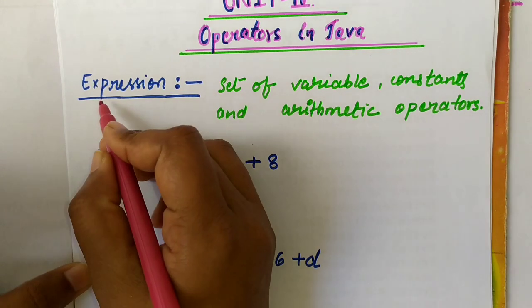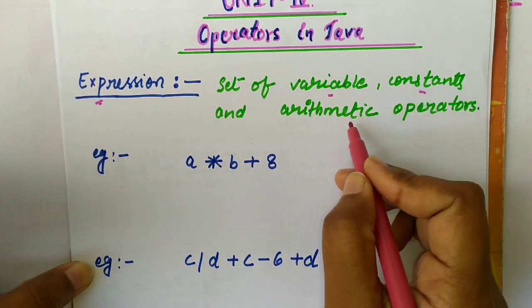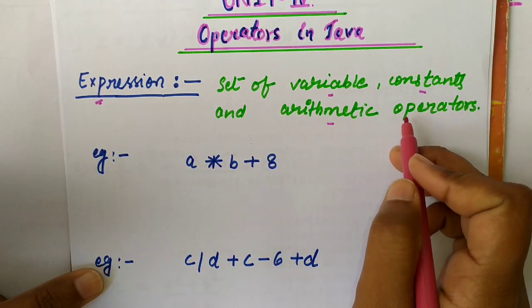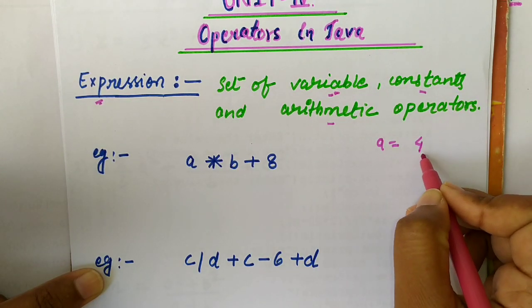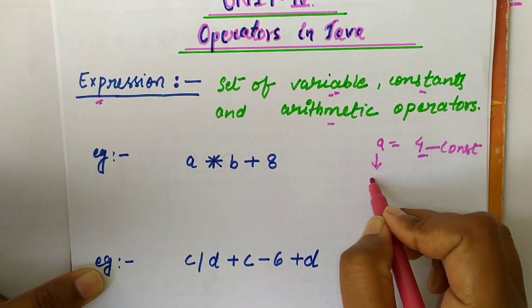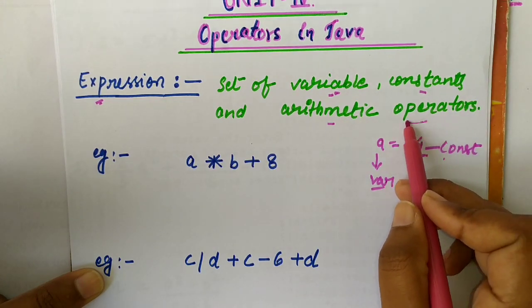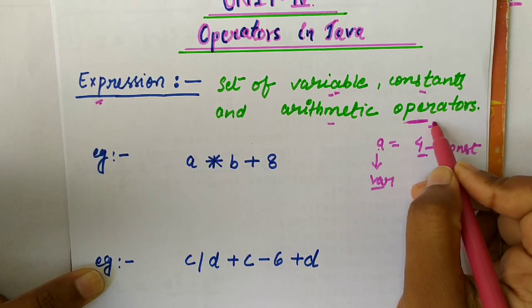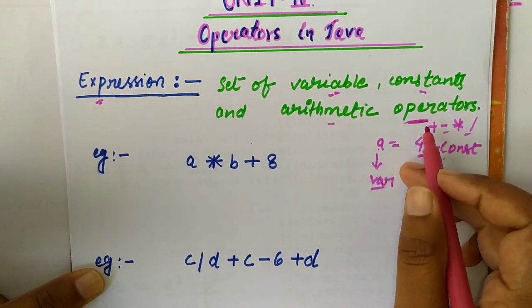Firstly, we understand what an expression is. An expression is a combination of variables, constants and arithmetic operators. A variable is anything that stores a value. This is a constant, this is a variable. Operators mean plus, minus, multiplication, division. This is called an expression.